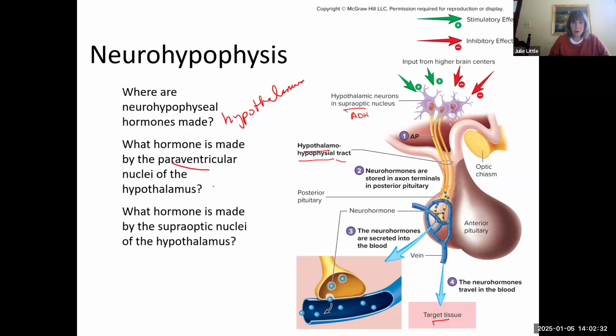Which hormone is made by the paraventricular nucleus? Oxytocin. Which hormone is made by the supraoptic nucleus? ADH. These are the two hormones made there. So this is clearly the release for oxytocin and the release for ADH, because it's a little electric zap to this organ here. It is a neural stimulus.